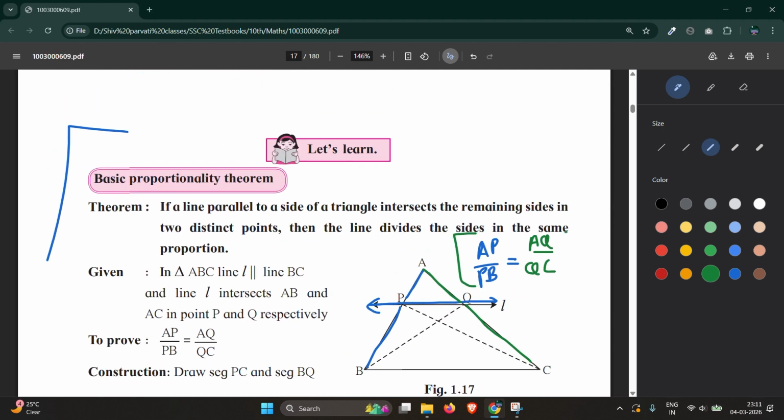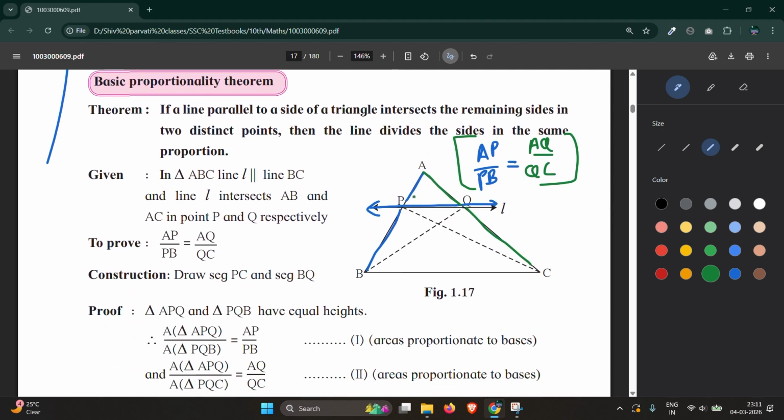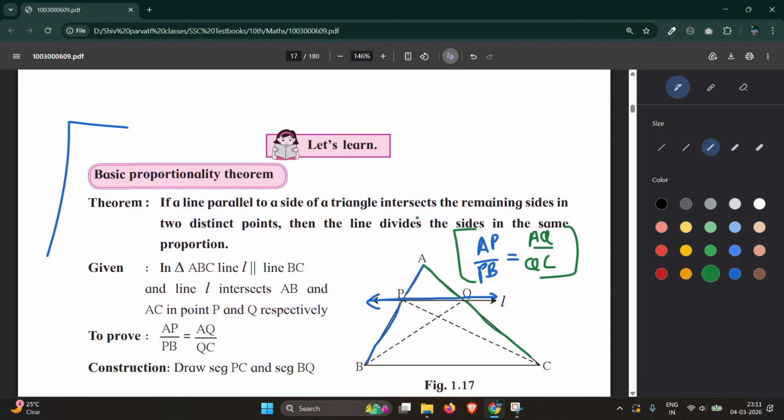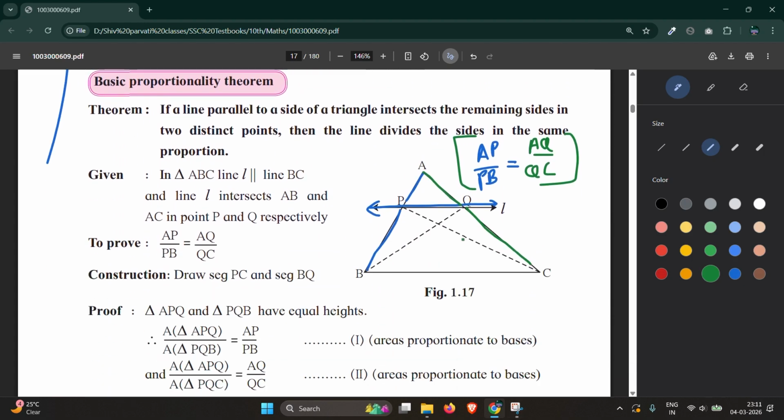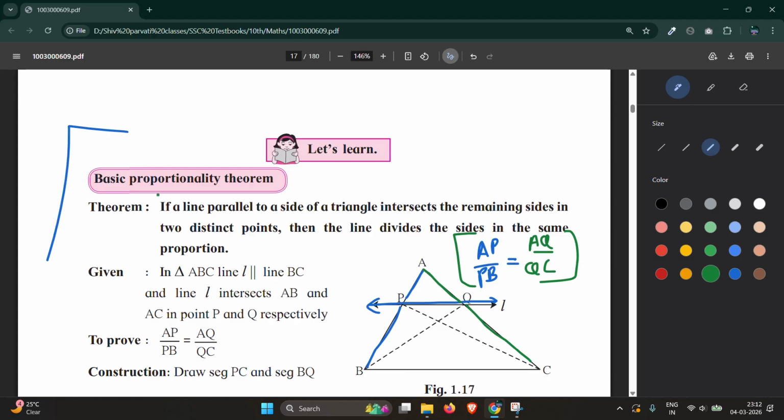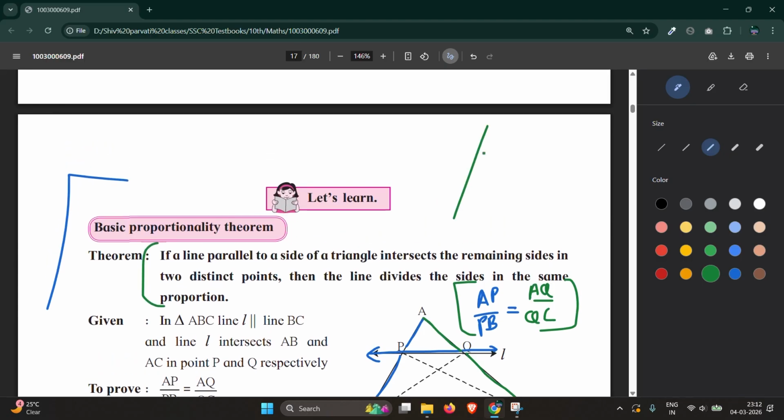Now how do you prove this? First of all, you always draw this diagram. Let's say we have to prove this theorem in the exam. What we'll do, first of all, is draw a triangle. After you draw a triangle, just name all the sides.